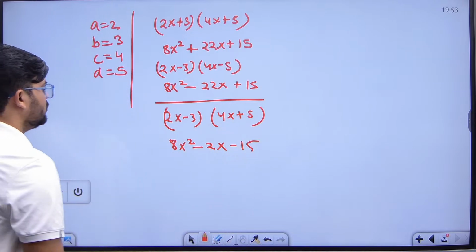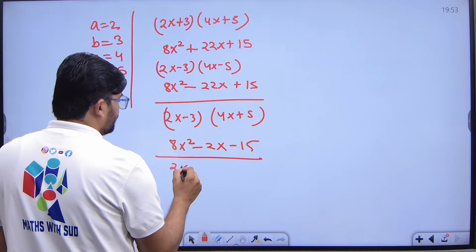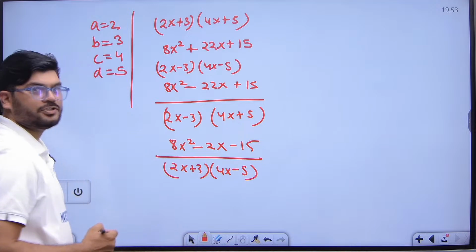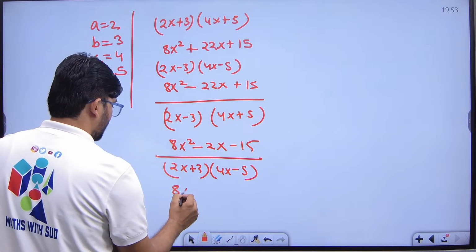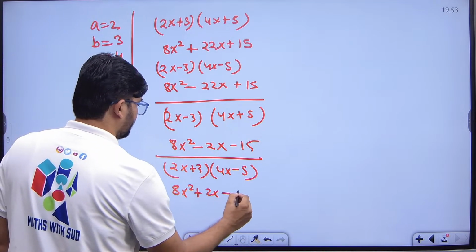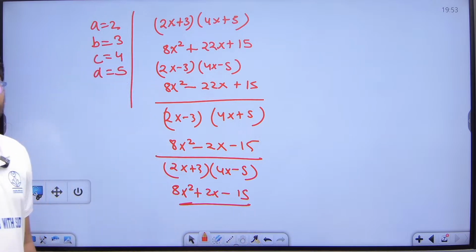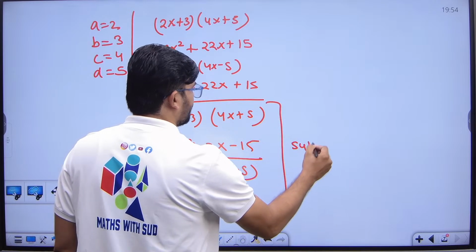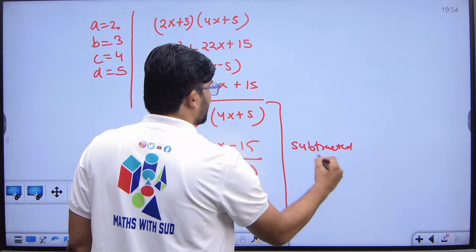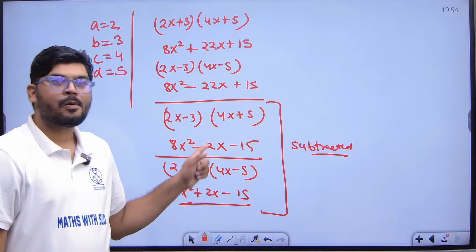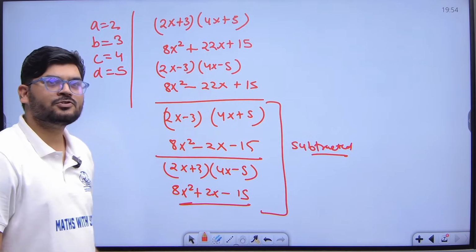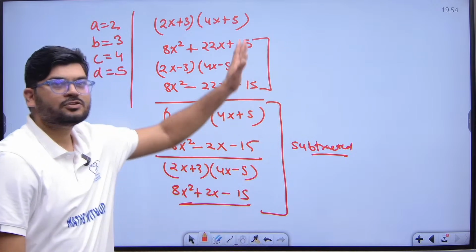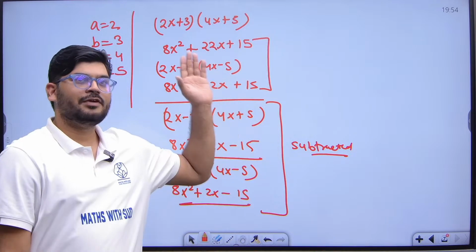So what will be the last case if I ask you? It will be 8x square plus 2x minus 15. Are you getting it? Yes. So in these two cases, subtraction is happening. See this? And in these two cases, addition is happening. So who is deciding the addition? The addition is decided by the constant. If the constant is positive, they will always be added.